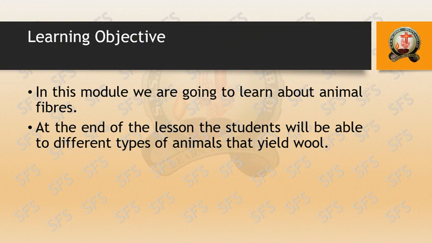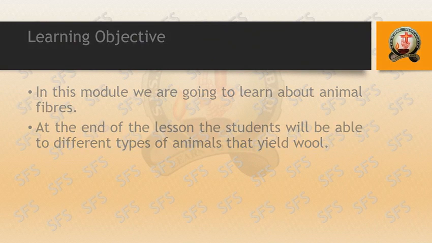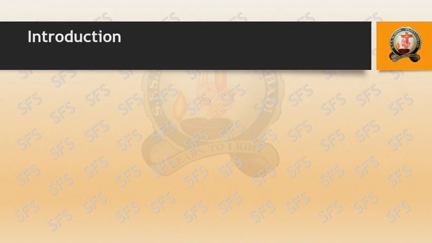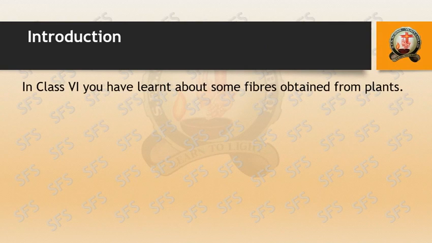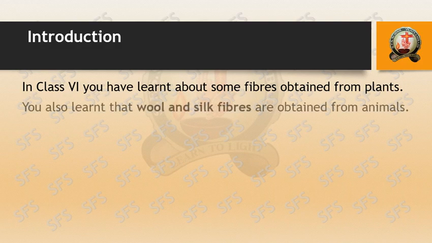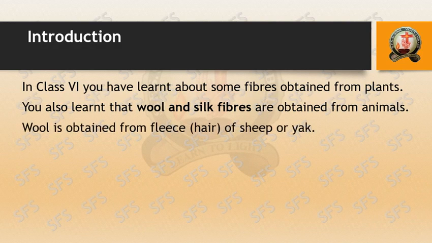But today we are going to learn only about the introduction of animal fibers and also the different types of animals that yield wool. That we are going to discuss in detail. So let's begin the class now. In the introductory part, as I already told you, in class 6 you learned about some fibers obtained from plants, and you also learned that wool and silk fibers are obtained from animals. So basically you learned only about the different types of fibers available.